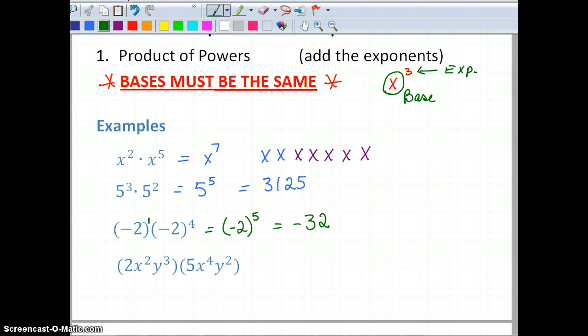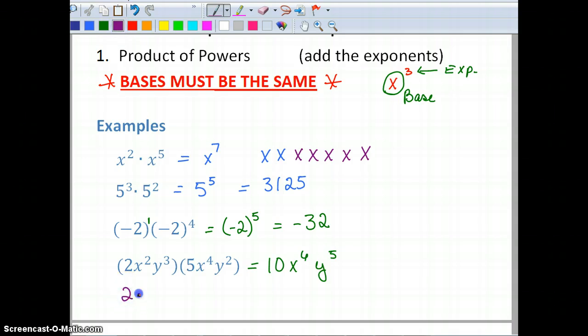Now this next one is going to see if you're paying attention. I have 2x squared y cubed times 5x to the 4th y squared. Well, I'm going to multiply my numbers together. So 2 times 5 is going to give me 10. X squared times x to the 4th, I'm going to add those exponents because I'm multiplying. They have like bases. It's going to give me x to the 6th. Y cubed times y squared is going to give me y to the 5th.